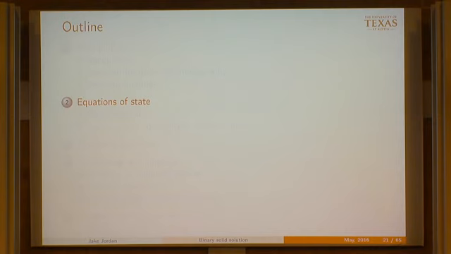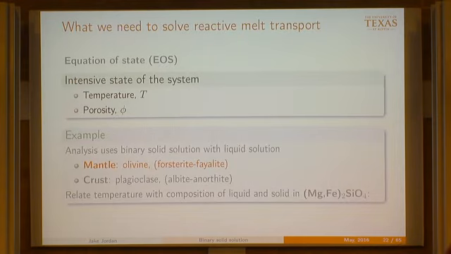So, equations of state. The first thing that we need is some equations of state to determine the intensive state of our system. That would be temperature and porosity. And throughout this whole example, we're using binary solid solution with liquid solution. So we're going to use this partially molten olivine forsterite fayalite solid solution. But in principle, there's nothing keeping you from doing other crustal type lithologies that also make solid solution.